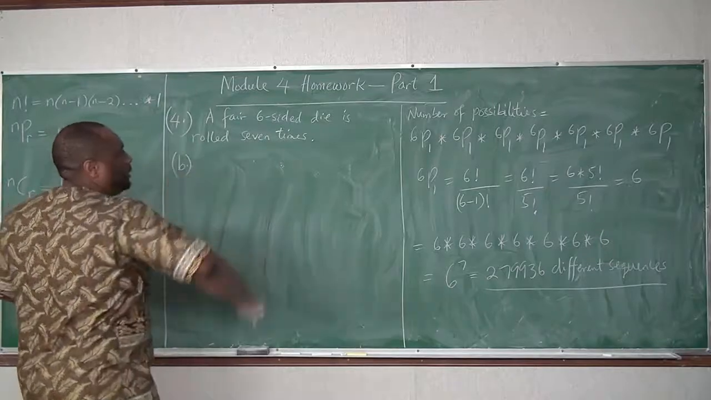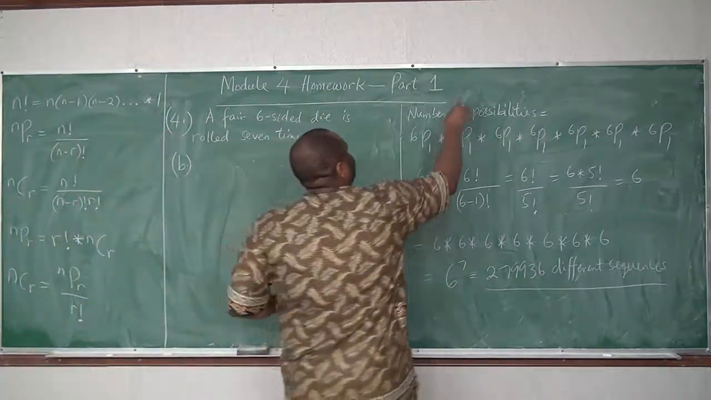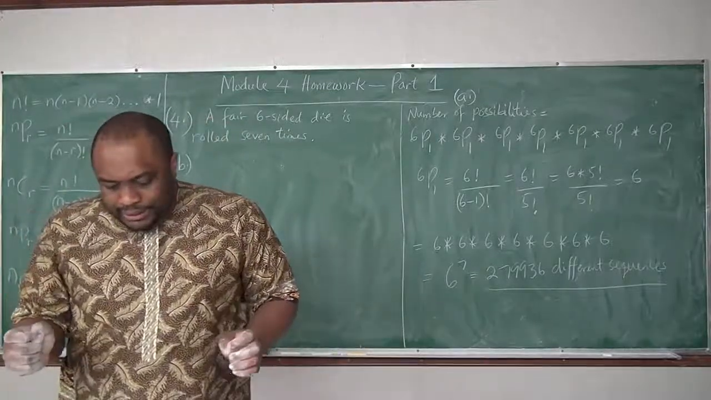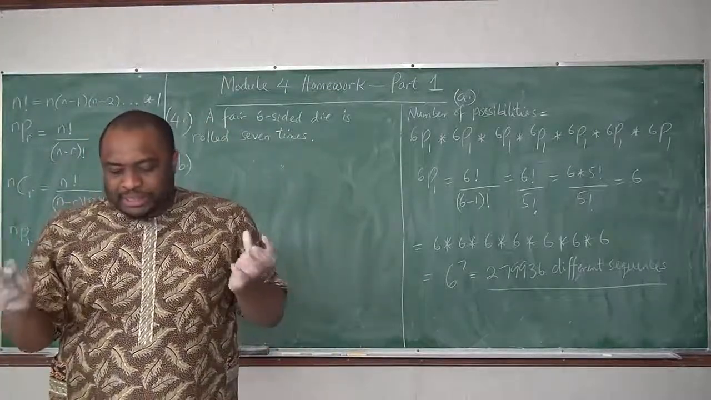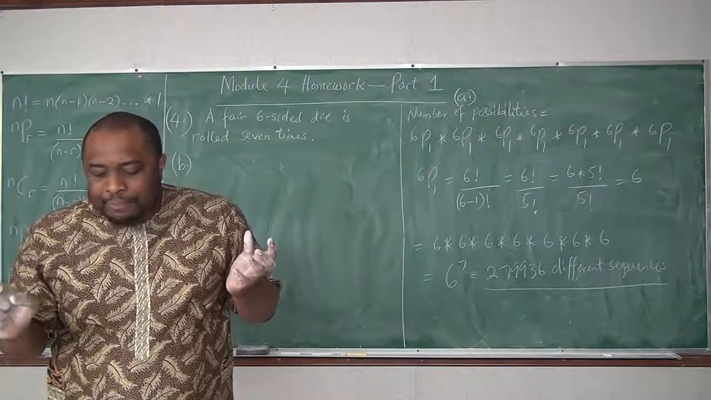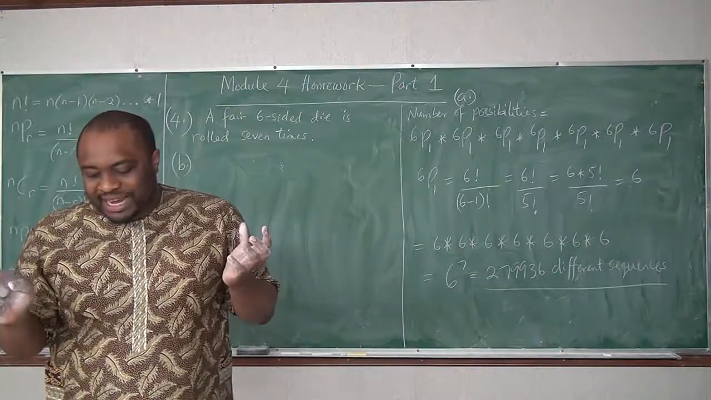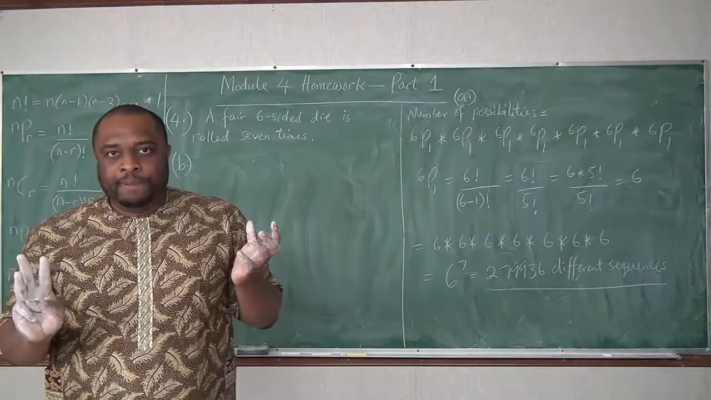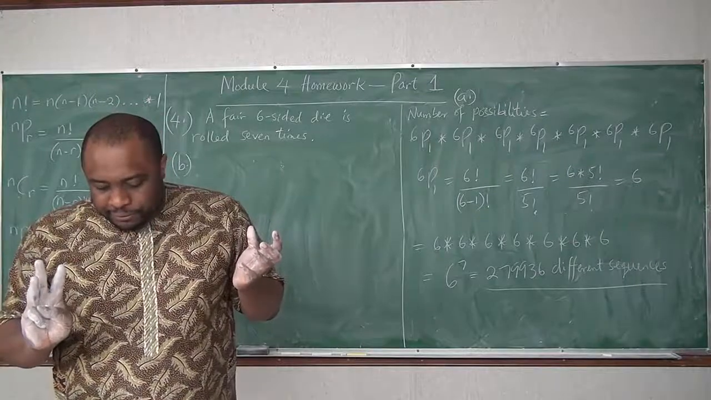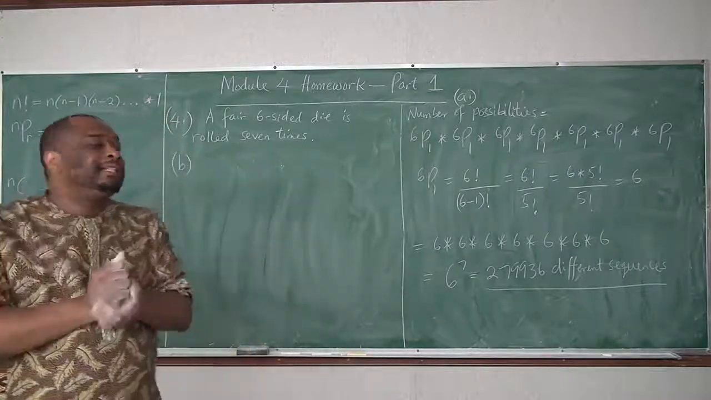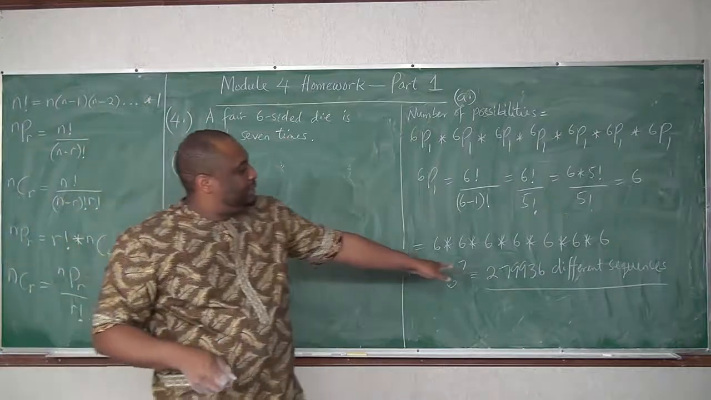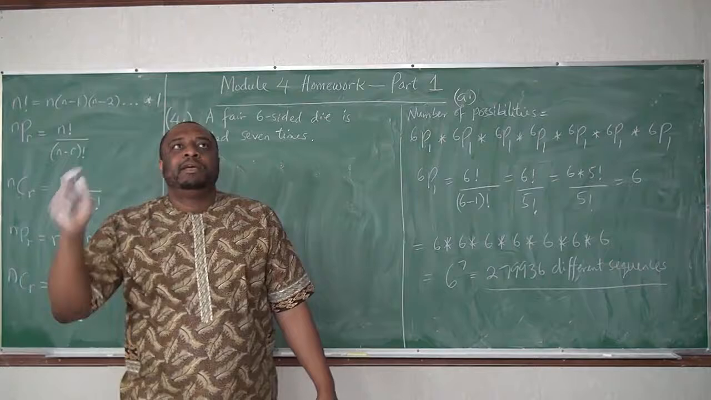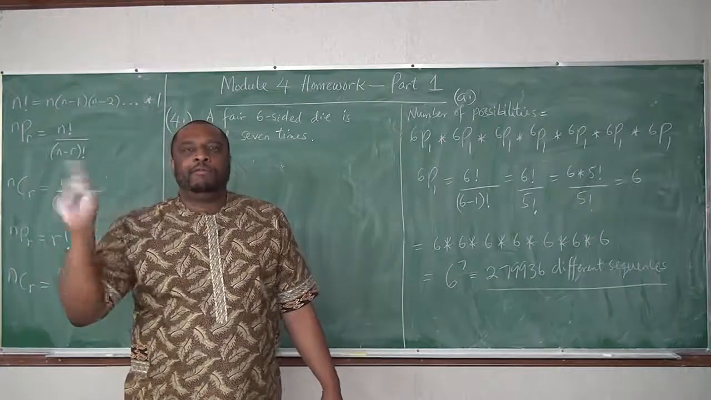B part, this A part. It says, of the possible sequences of results, how many of them contain exactly 3 rows of a 4? Exactly 3 rows of a 4. Of all the possible sequences, how many will contain exactly 3 rows of a 4?